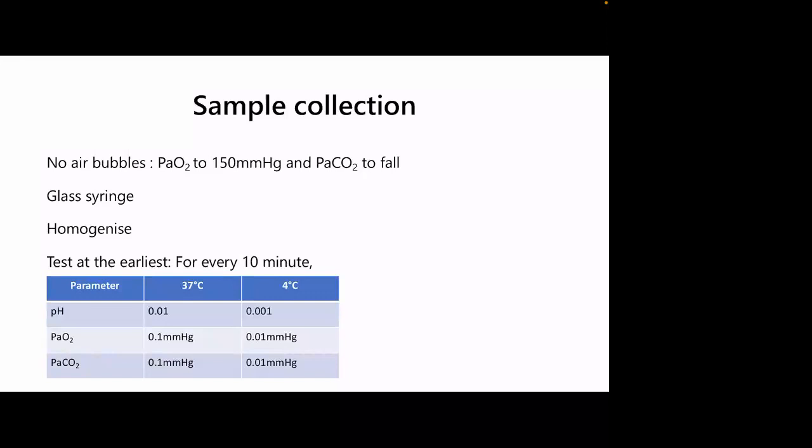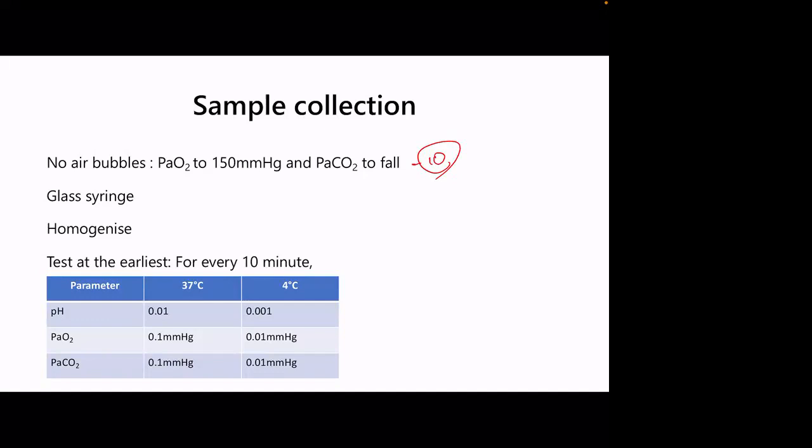And we should make sure that there are no air bubbles in the sample, because if air bubbles are there, the PO2 can reach near the atmospheric level of 150 millimeter of mercury, and PaCO2 will fall to nearly 10, because the CO2 level in the atmospheric air is very negligible.